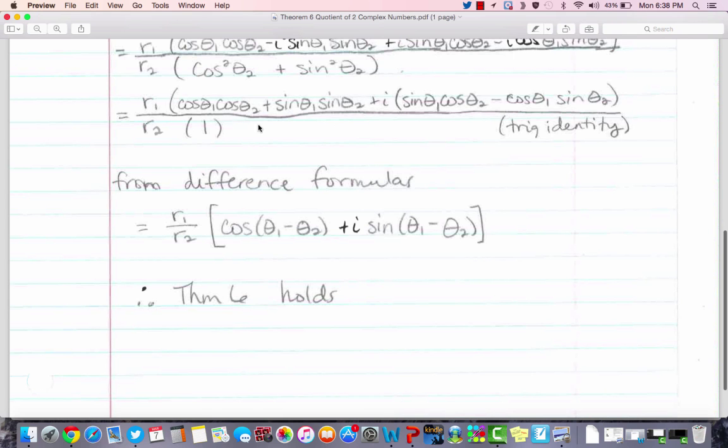However, this piece right here is the difference formula for cosine, and this right here is the difference formula for sine. So we can rewrite this as r1 over r2 times cosine of theta 1 minus theta 2 plus i sine theta 1 minus theta 2, which is what we were trying to prove. So therefore, our theorem is true.